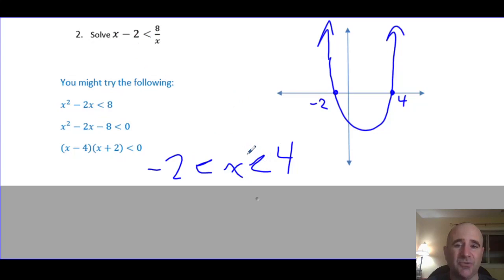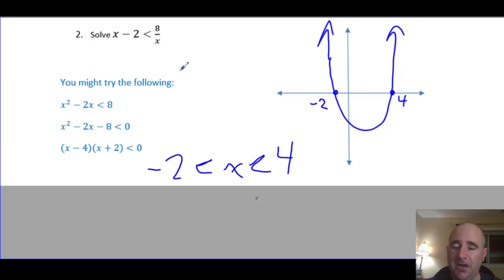How about x equals 1? Okay, 1 minus 2 is negative 1, and 8 divided by 1 is 8. So that one works as well. Negative 1 is less than 8. How about x equals 0? Ooh, we got a problem now. X equals 0 is in this interval, so it's supposed to be a solution. 0 minus 2 is negative 2, but 8 divided by 0 is undefined. So we got a problem right there.